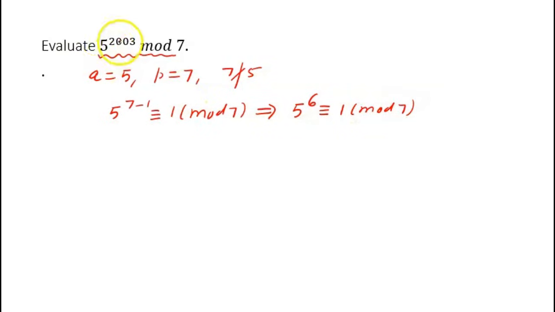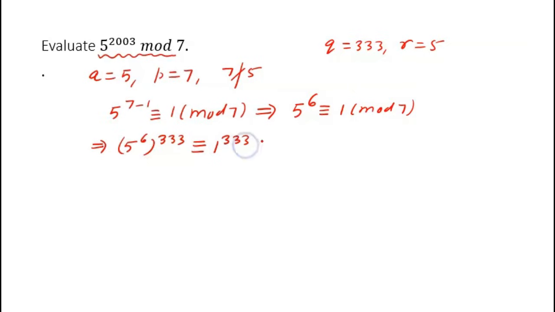Now I want the power to be 2003. So what we can do, if you divide 2003 by 6, you will get the quotient as 333 and the remainder as 5. You can check it yourself. So I am writing 5 to the power 6 to the power 333. That is congruent to 1 to the power 333 modulo 7.